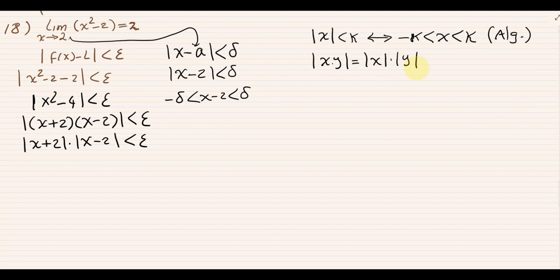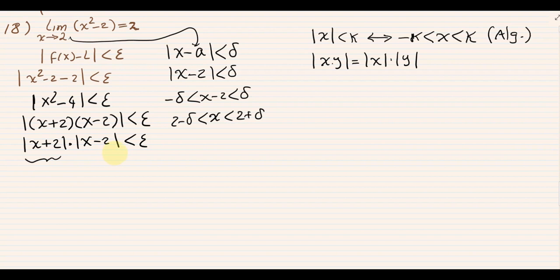Now I'm going to add 2 to both sides of this inequality. That makes it 2 plus delta here and 2 minus delta. And then now let's see what our strategy should be at this point. Since we have a product of two absolute values on the left side, what we wish to do is bound the factor absolute value of x plus 2. We need to bound this, and the reason is this.